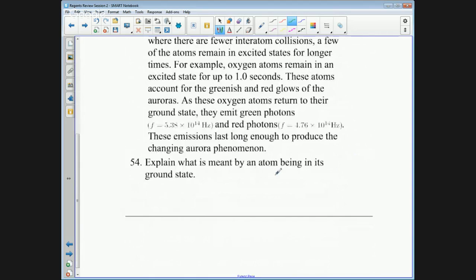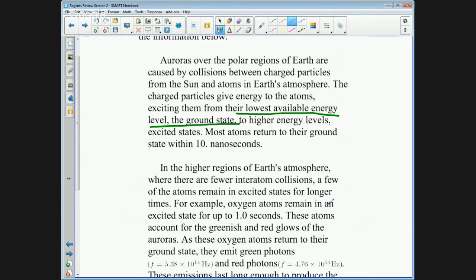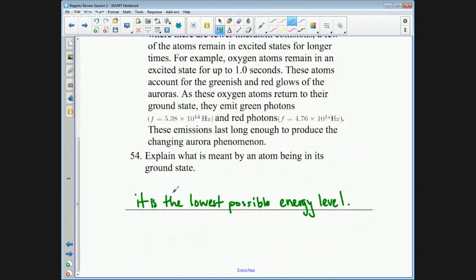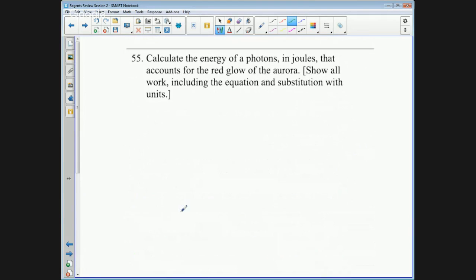So explain what is meant by the atom being in its ground state. It is the lowest possible energy level. Lowest available energy level, the ground state. And number 55 says, calculate the energy of a photon in joules that accounts for the red glow of the aurora. Show all work.